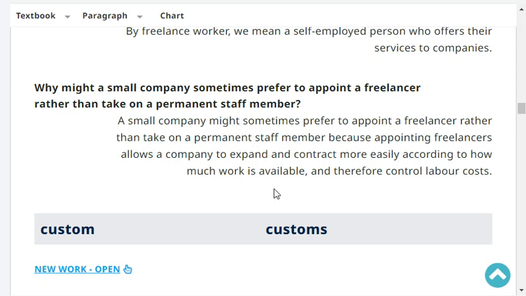Why might a small company sometimes prefer to appoint a freelancer rather than take on a permanent staff member? A small company might sometimes prefer to appoint a freelancer rather than take on a permanent staff member, because appointing freelancers allows a company to expand and contract more easily according to how much work is available and therefore control labor costs.